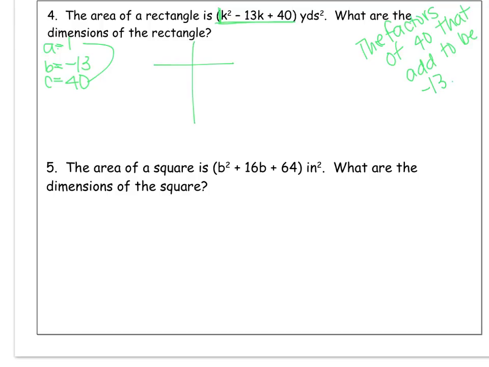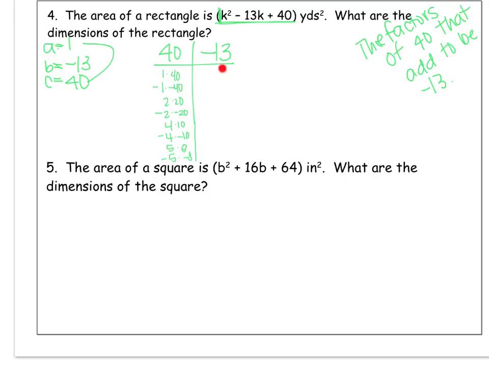So when I think about the factors of 40 that add to be negative 13, I'm going to just go through those different factors. When I think about multiplying two numbers together and the answer is positive, they can either both be positive or they can both be negative. So the ways that I can get 40 are 1 times 40 or negative 1 times negative 40, 2 times 20 or negative 2 times negative 20, 4 times 10 or negative 4 times negative 10, and 5 times 8 or negative 5 times negative 8.